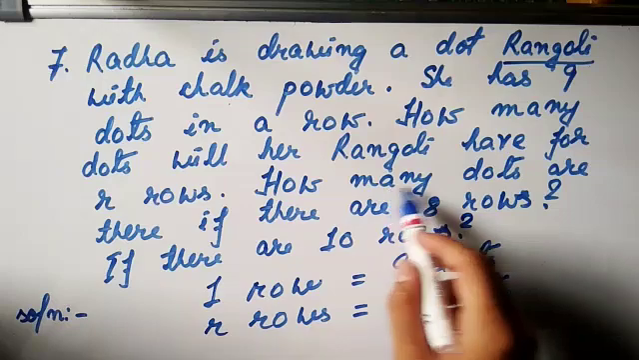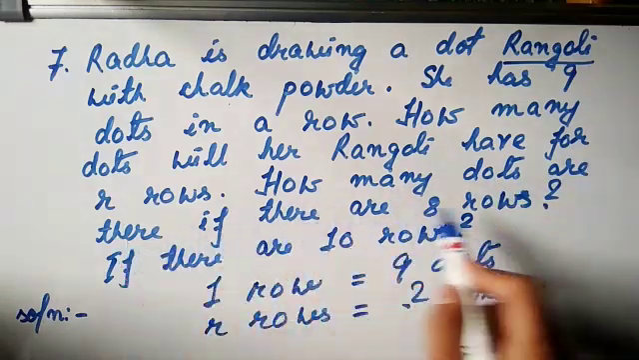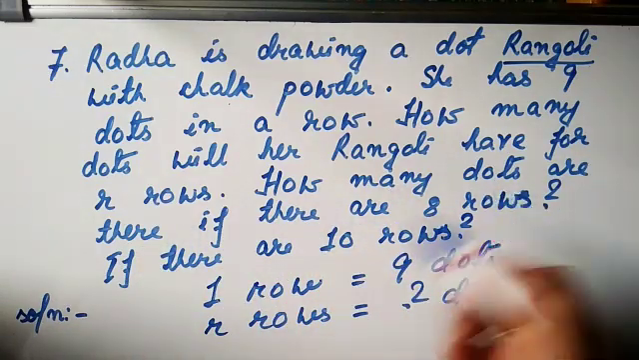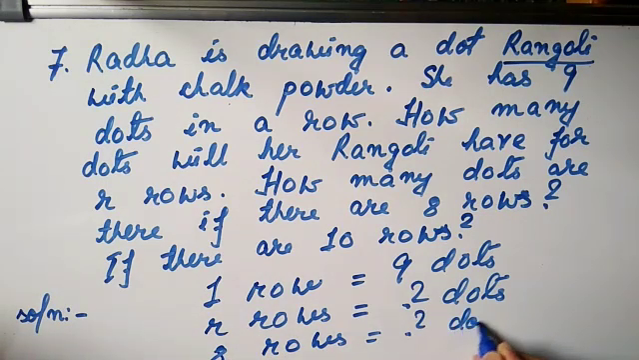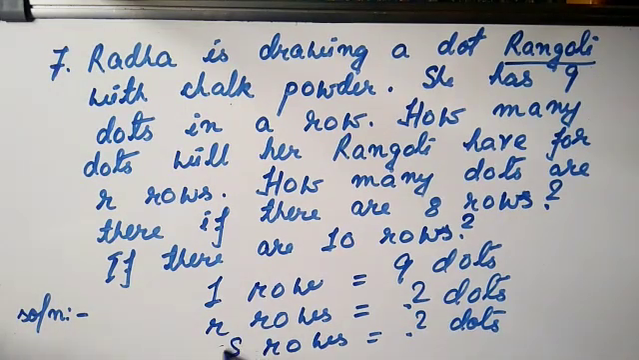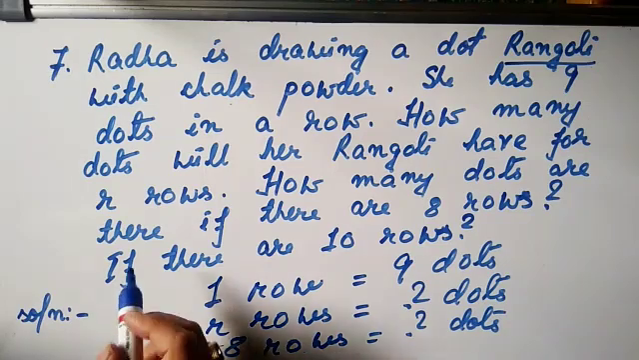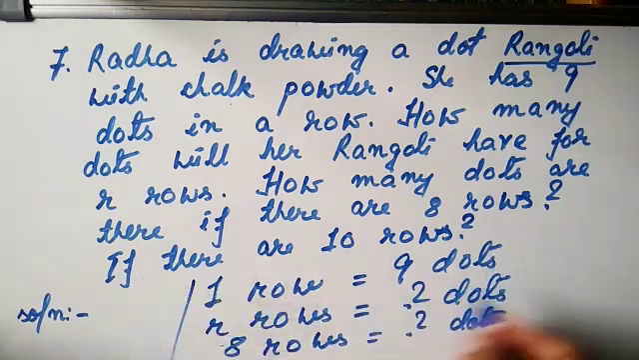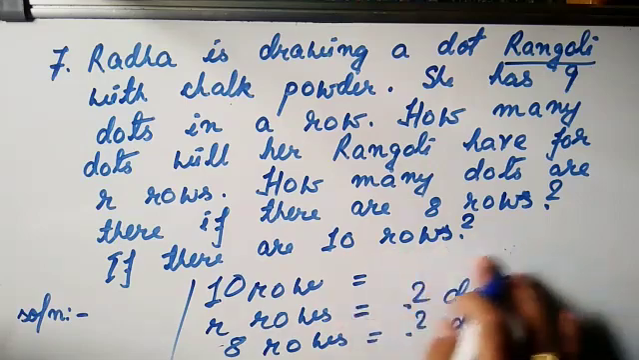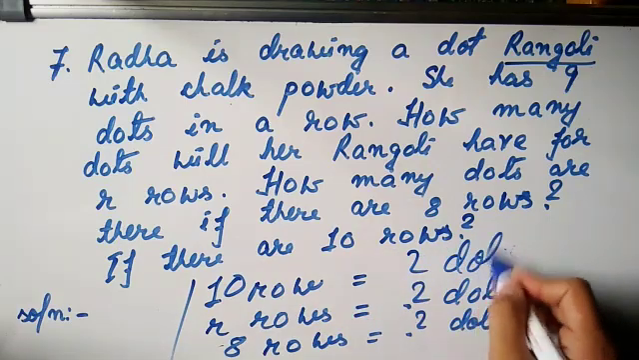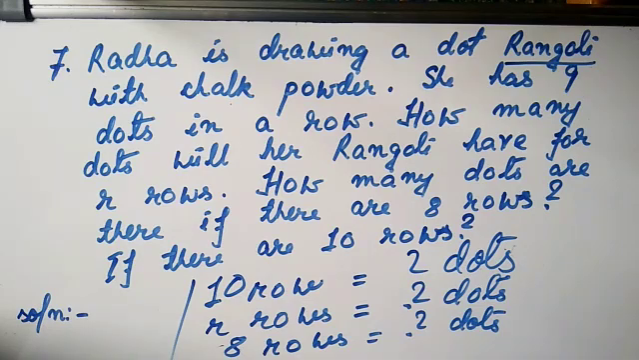Then, how many dots are there if there are 8 rows? So instead of r rows, if there are 8 rows, how many dots will be there? Understood? If there are 8 rows. And if we had another, let's say 10 rows, how many dots will be there in 10 rows? So these are the questions.